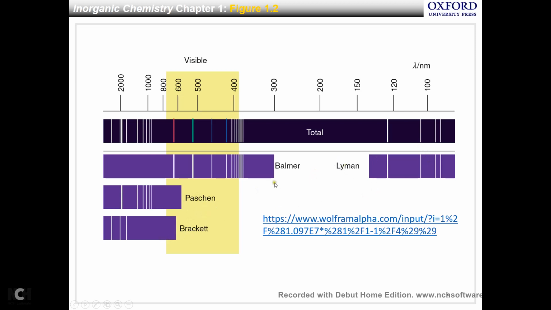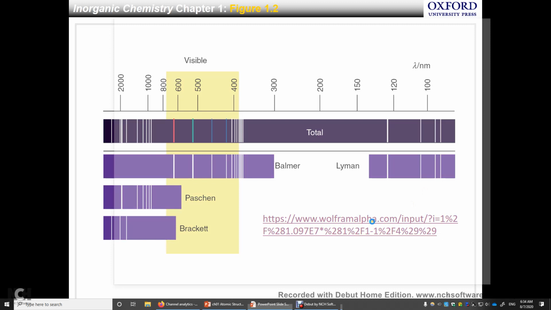So let's look at this Lyman. This is from 2 to 1, 3 to 1, 4 to 1, 5 to 1. So I think this one is the transition from 2 to 1, 3 to 1, 4 to 1, 5 to 1. 5 to 1 has a larger energy gap than the others, therefore shorter wavelengths.